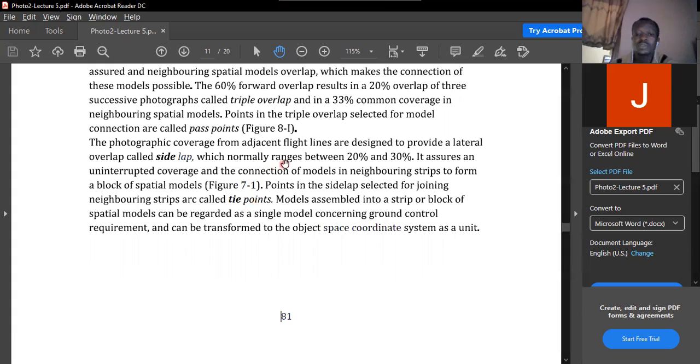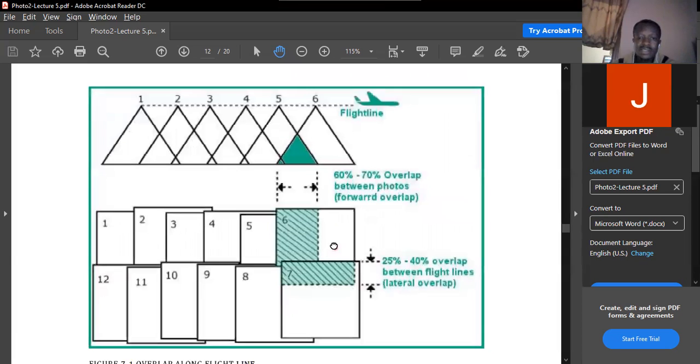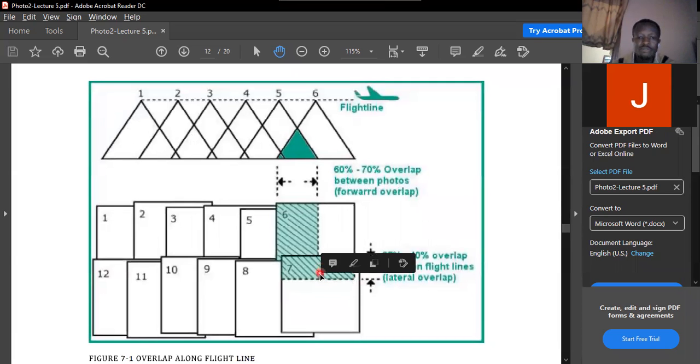Models assembled into a strip or block of spatial models can be regarded as a single model. Concerning ground control requirements, and so on. This is a very nice refresher for us.